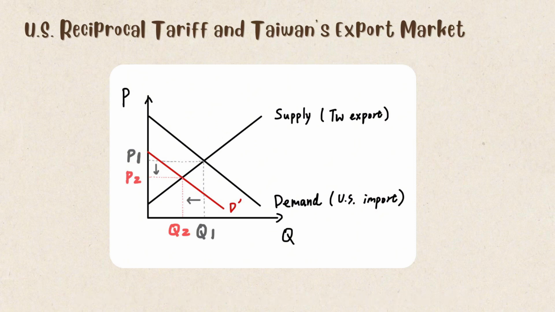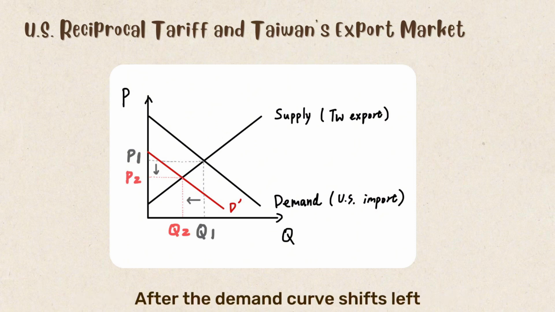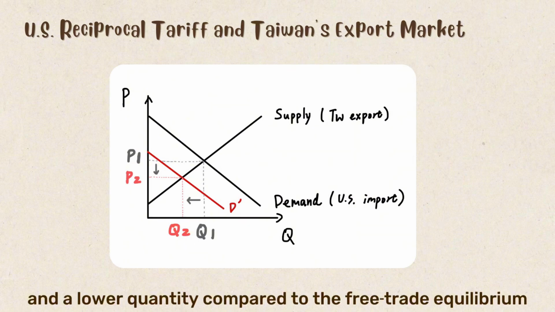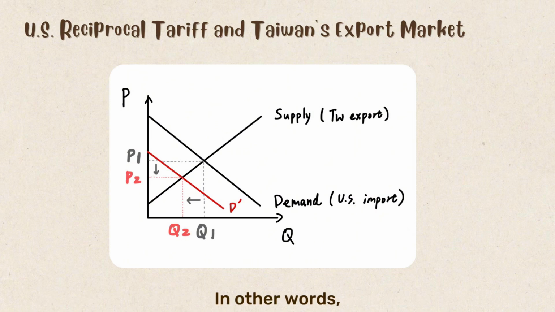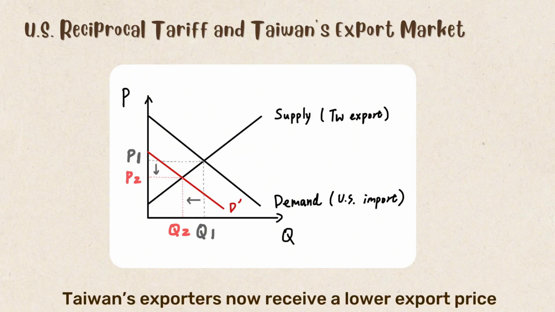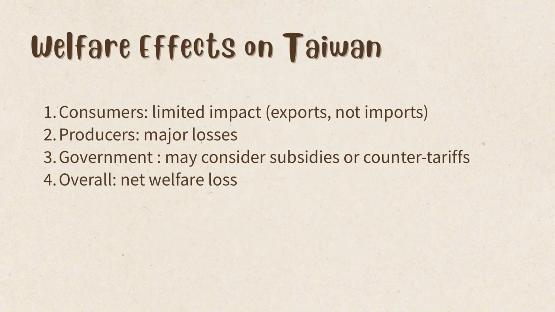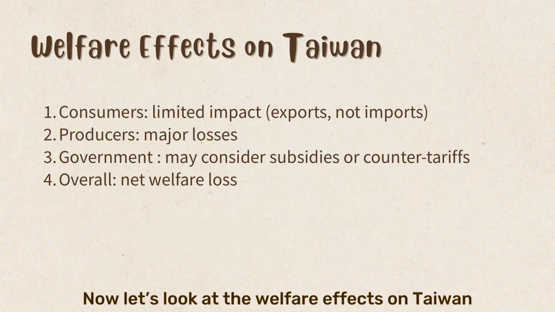After the demand curve shifts left, a new equilibrium is formed. This new intersection occurs at a lower price and a lower quantity compared to the free trade equilibrium. In other words, Taiwan's exporters now receive a lower export price and sell a smaller quantity to the United States. Now let's look at the welfare effects on Taiwan.